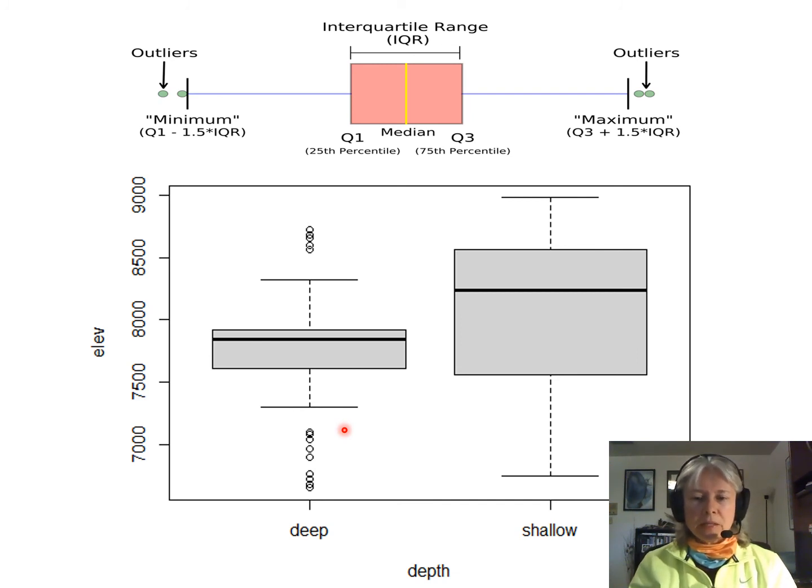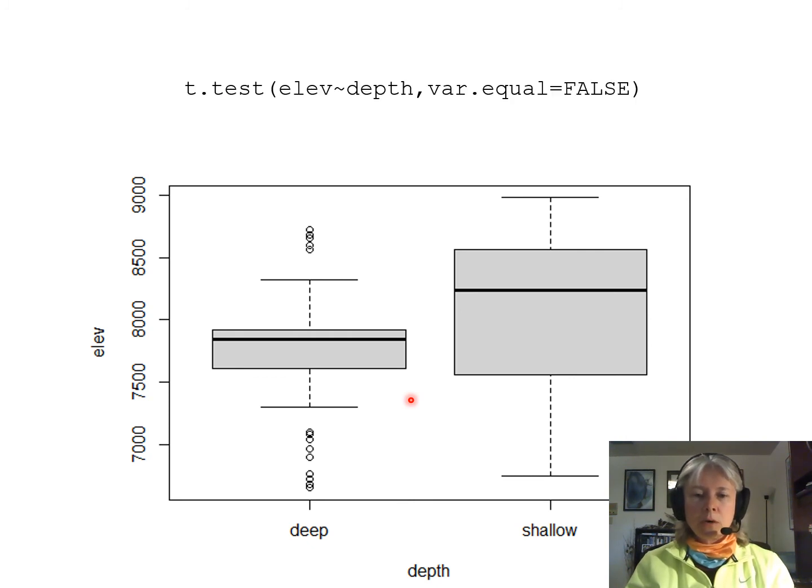So in this case, you can see that the median values differ, but there's a lot of overlap in soil depth with elevation here. So that indicates that we really ought to do a formal statistical test to see whether or not there is a significant difference between them. And so a t-test can do that, for example.